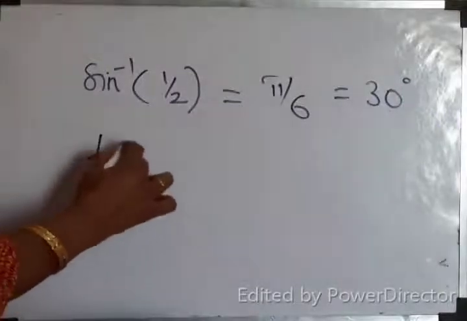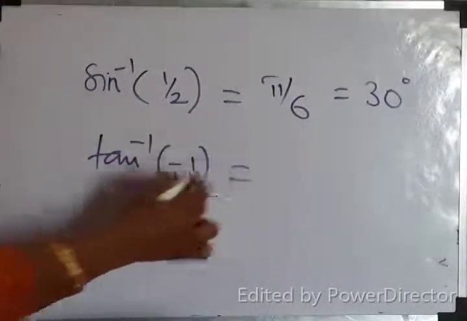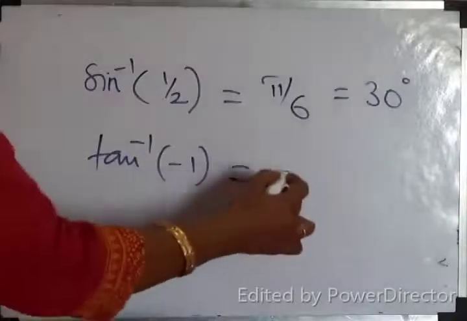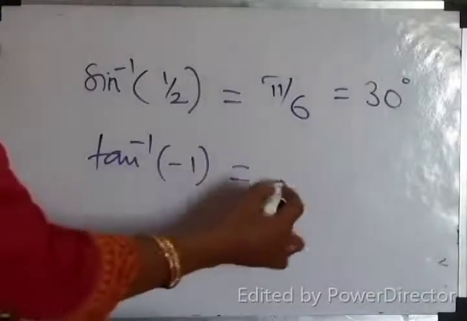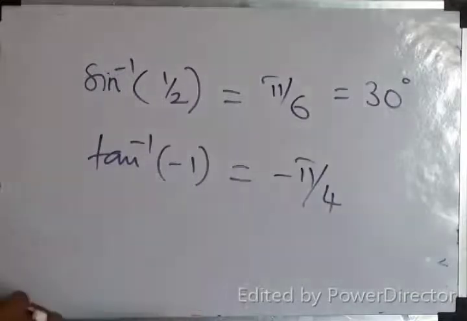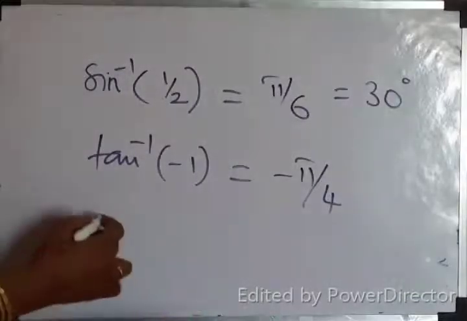What is tan inverse minus 1? Tan inverse minus 1. What is the range for tan inverse x? Minus pi by 2 to pi by 2. So you will get a negative angle. So minus pi by 4. 45 degree. Minus 45 degree.